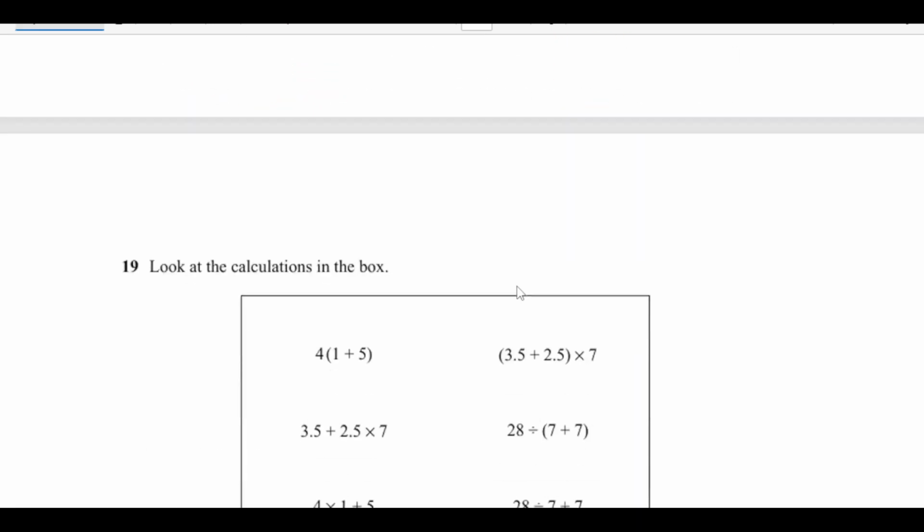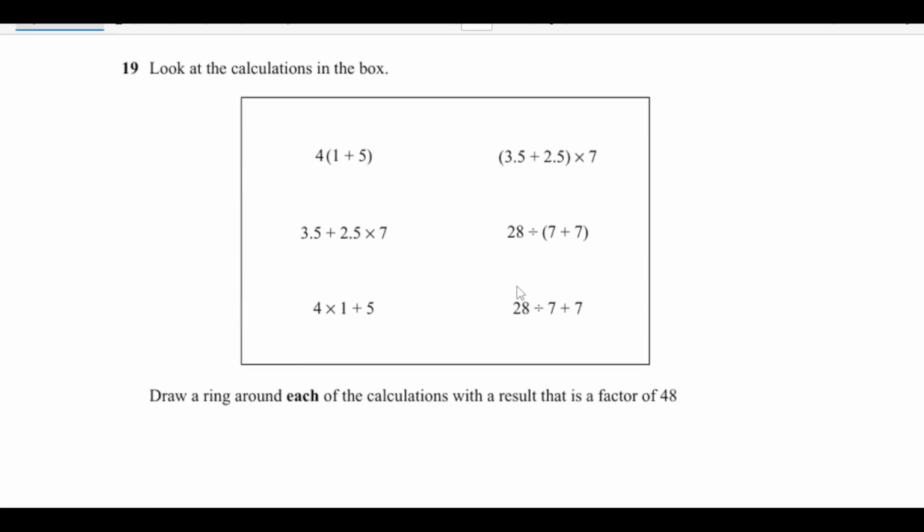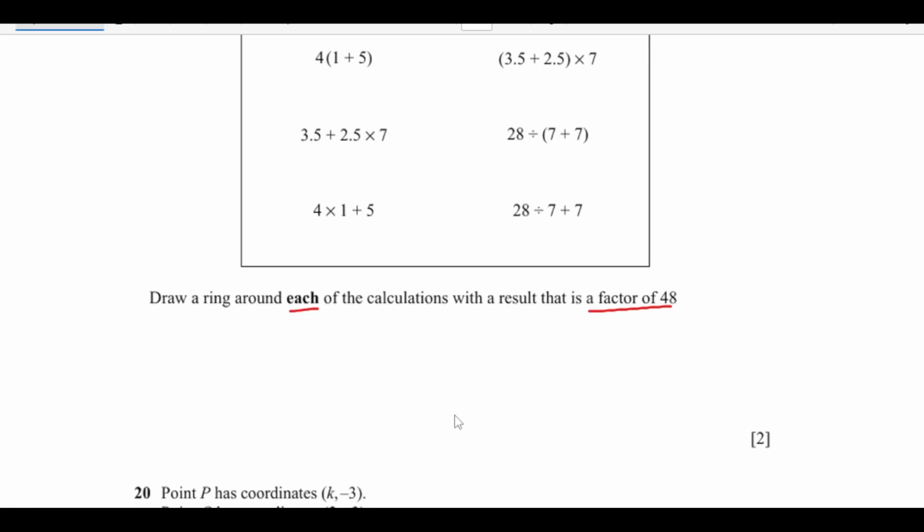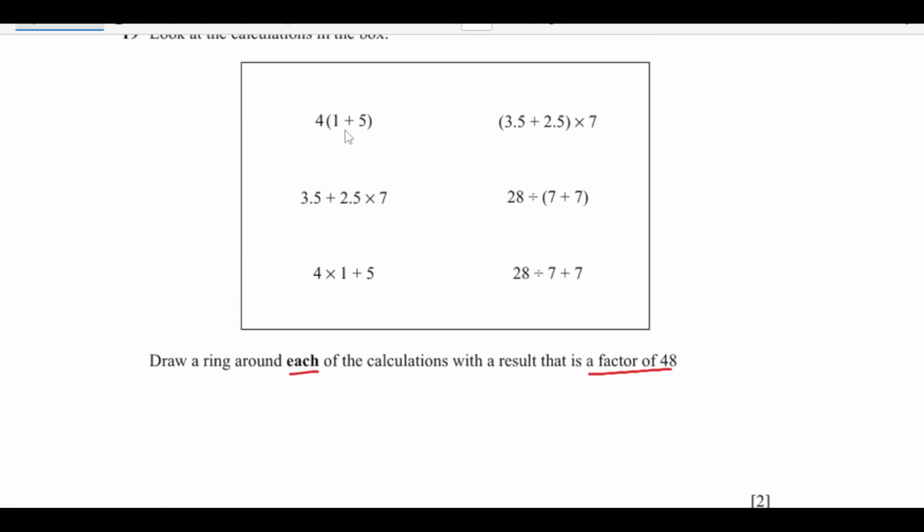Okay. Now number 19, look at the calculations in the box. We have this box here. Draw a ring around each of the calculations with a result that is a factor of 48. So let's see, we had to do these calculations. This is a 2 marks question. This one is 4 times 6, which is 24, and this is 3.5 plus 2.5, which is 6, times 7, which is 42.